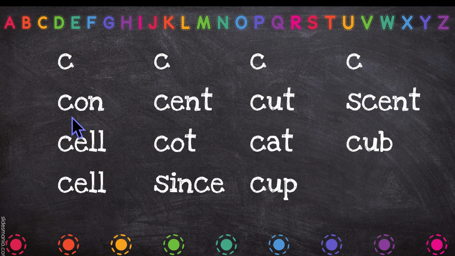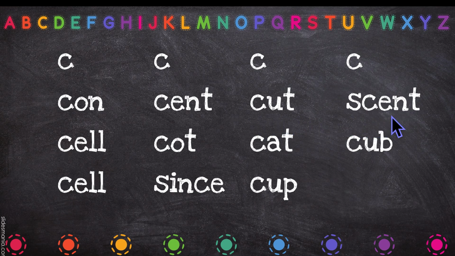We have a letter C. Let's look at the next letter. Is it an E, I, or a Y? No. So we need the first sound, the hard C. K, on, con. Is this an E, I, or a Y? Yes, it is. So we need the second sound. S, s, scent. Is this an E, I, or a Y? No, so we need the first sound. K, t, cut.